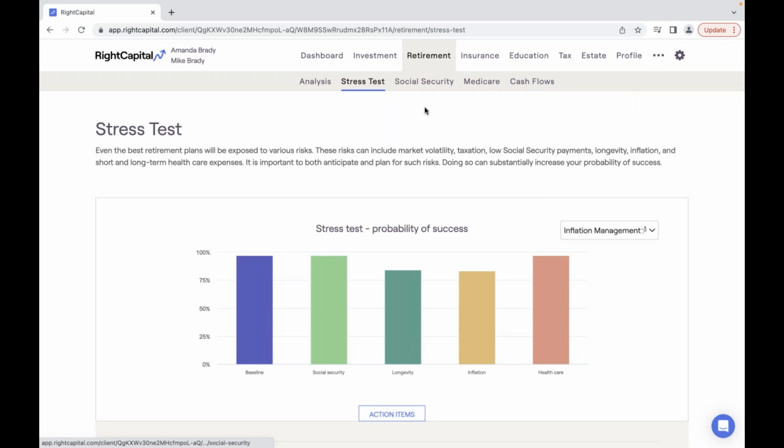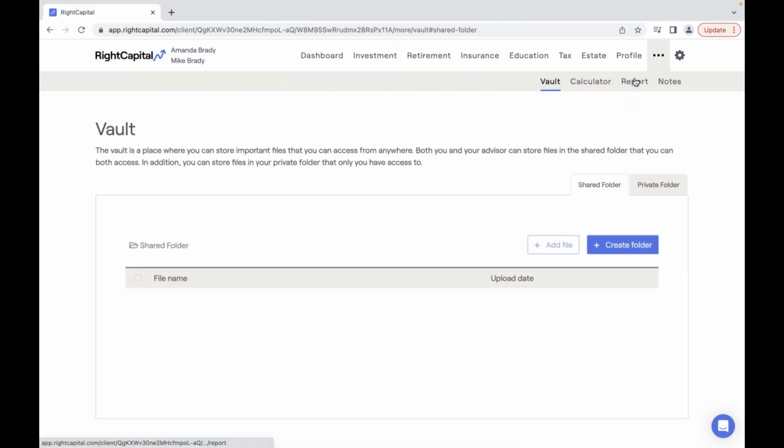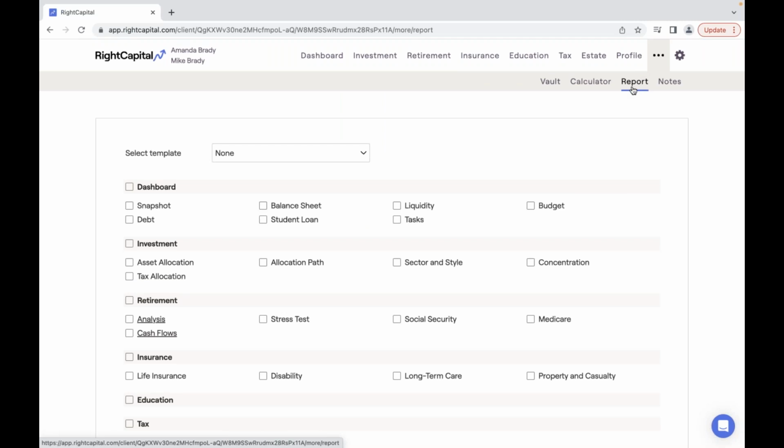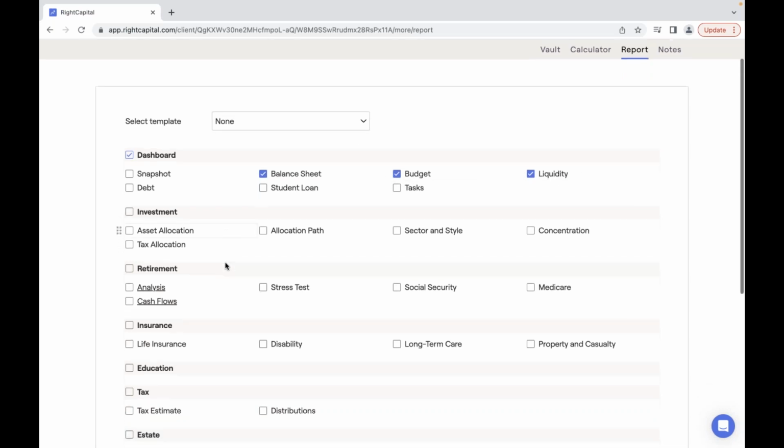And again, if we're looking at this in the context of the software, we can see that here, but an example of a quick report that could convey that information within, let's call it an inflation management report. Maybe we're looking at the client's balance sheet, their liquidity analysis, and their budget. That would give us an idea of the cash flows, excess cash, what we can do additionally that we're not doing today.